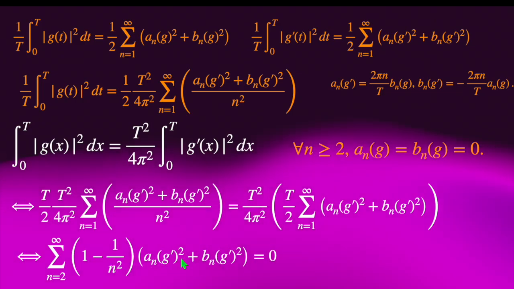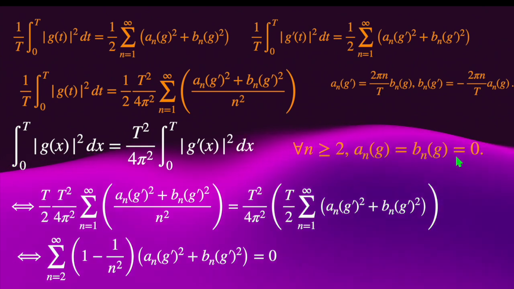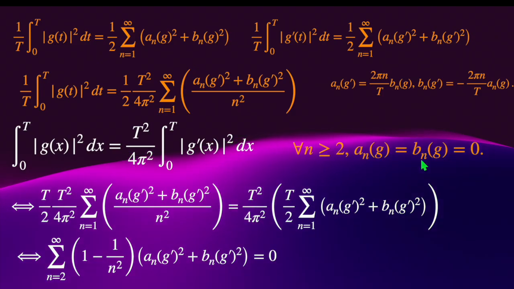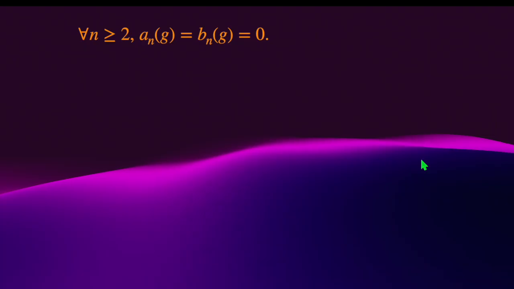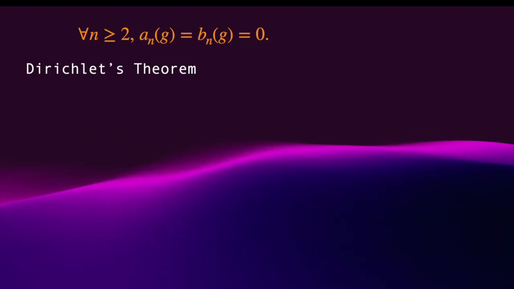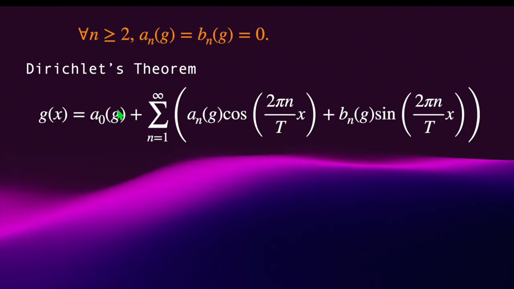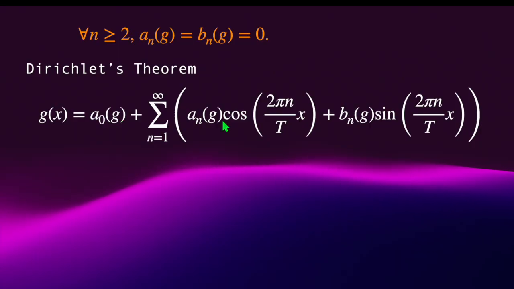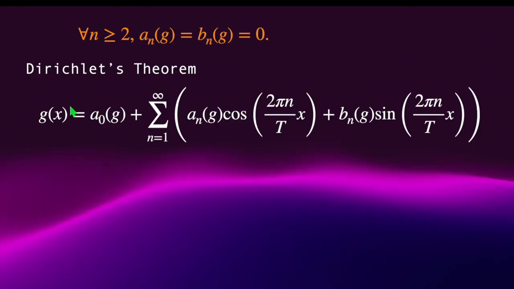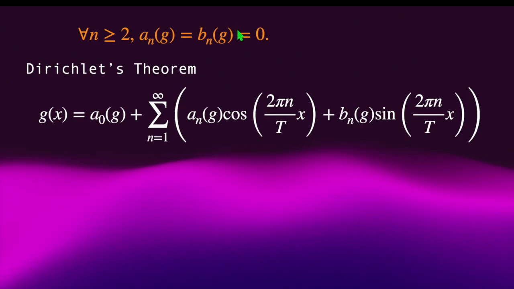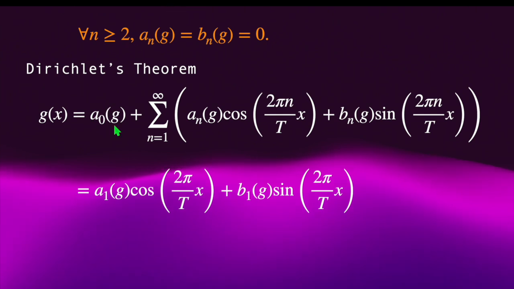So this a and g prime vanish, so A in G and B in G vanish. So this condition is equivalent to this one, and now we use Dirichlet's theorem. Dirichlet's theorem tells us that since G is continuous, the Fourier series converges to G, and we have shown this relation, and A0 is equal to 0, so we have what we need.